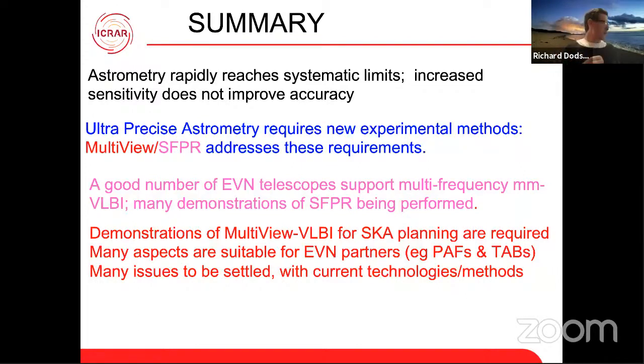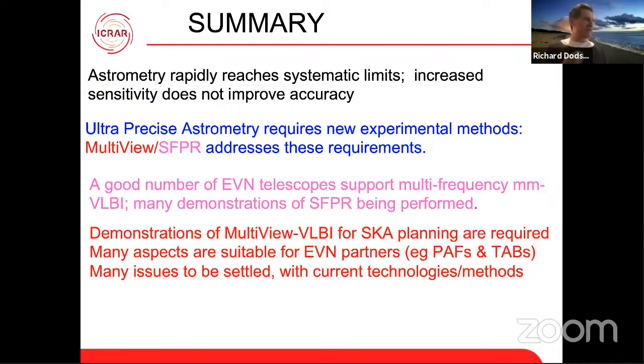A good number of EVN telescopes support or will support multi-frequency millimeter VLBI, and there are many demonstrations of SFPR being performed. There are a lot of open questions still in the method, so I hope that people will investigate those. Demonstrations of multi-view VLBI for the SKA planning are also required, and many aspects are very suitable for EVN partners, particularly given your close linking to SKA VLBI.